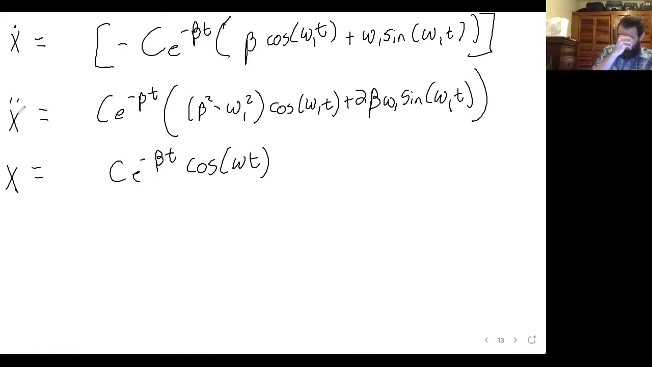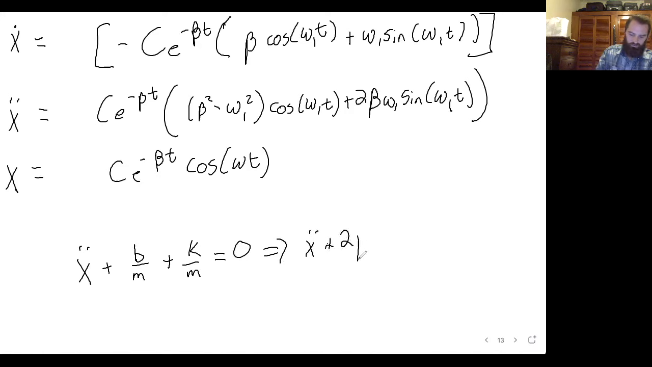And now if we wanted to, we could write down our Euler-Lagrange equation, x double dot plus b over m x dot plus k over m x equals 0. And let's rewrite this using omega naught and beta. So that's x double dot plus 2 beta x dot plus omega naught squared x equals 0. So we're basically multiplying this term by 2 beta, multiplying this term by omega naught squared.